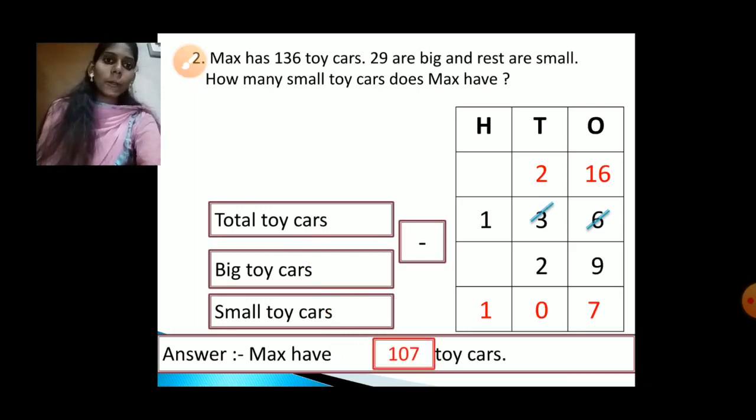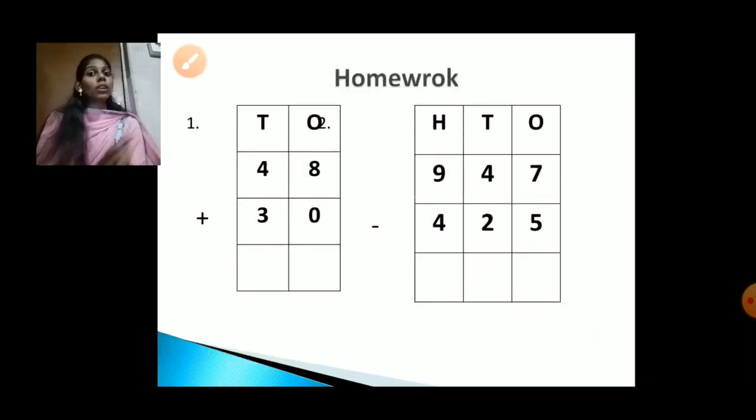Okay? Now next, open your maths notebook and write your homework properly. Write your homework properly. See this first question. You have to add 48 plus 30.